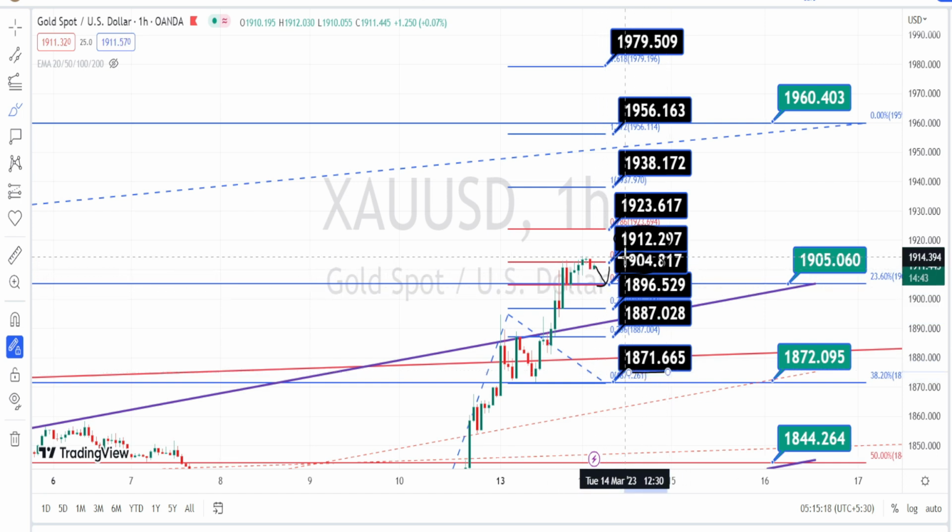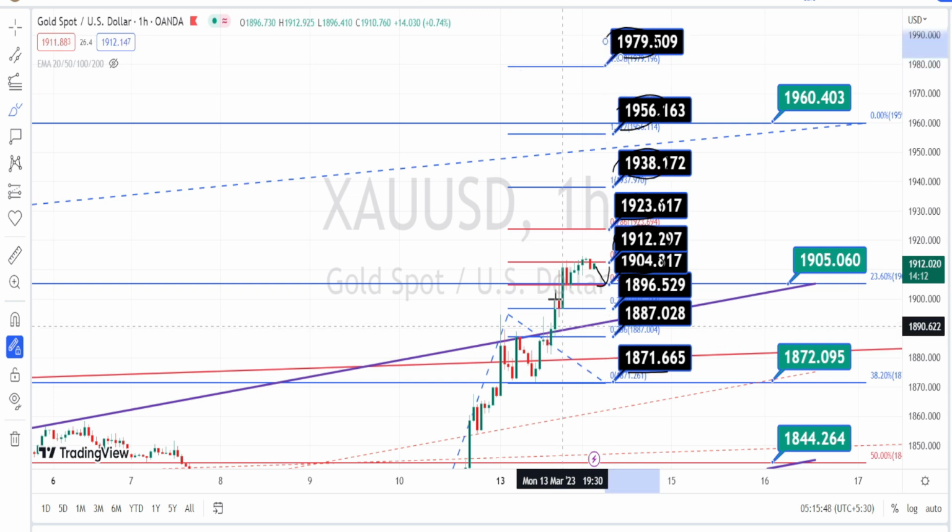And on the bullish side, if the price action breaks the resistance level of 1912, the next levels of resistance are going to be around 1923, 1938, 1956 and 1979 or 80. Let us look at the price action in the 30 minutes time frame.